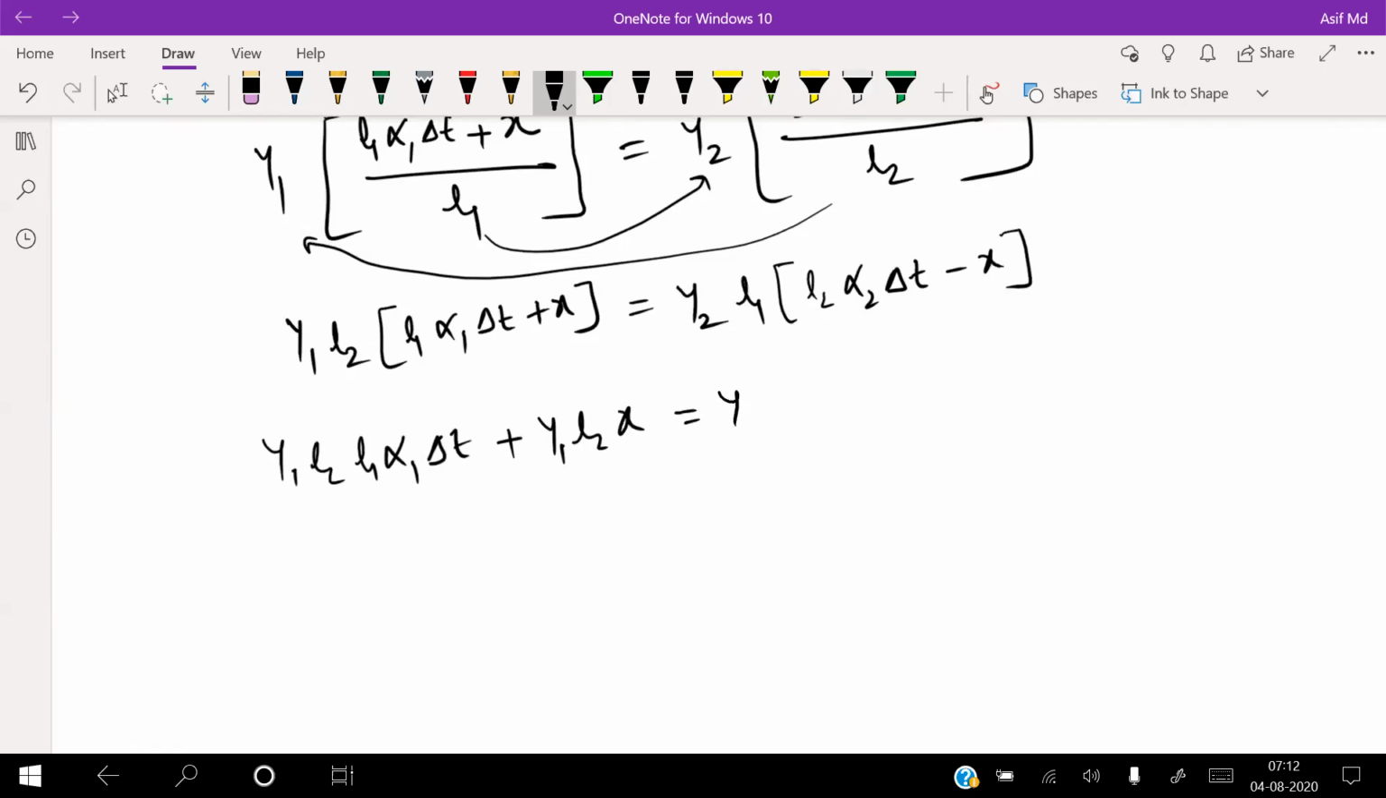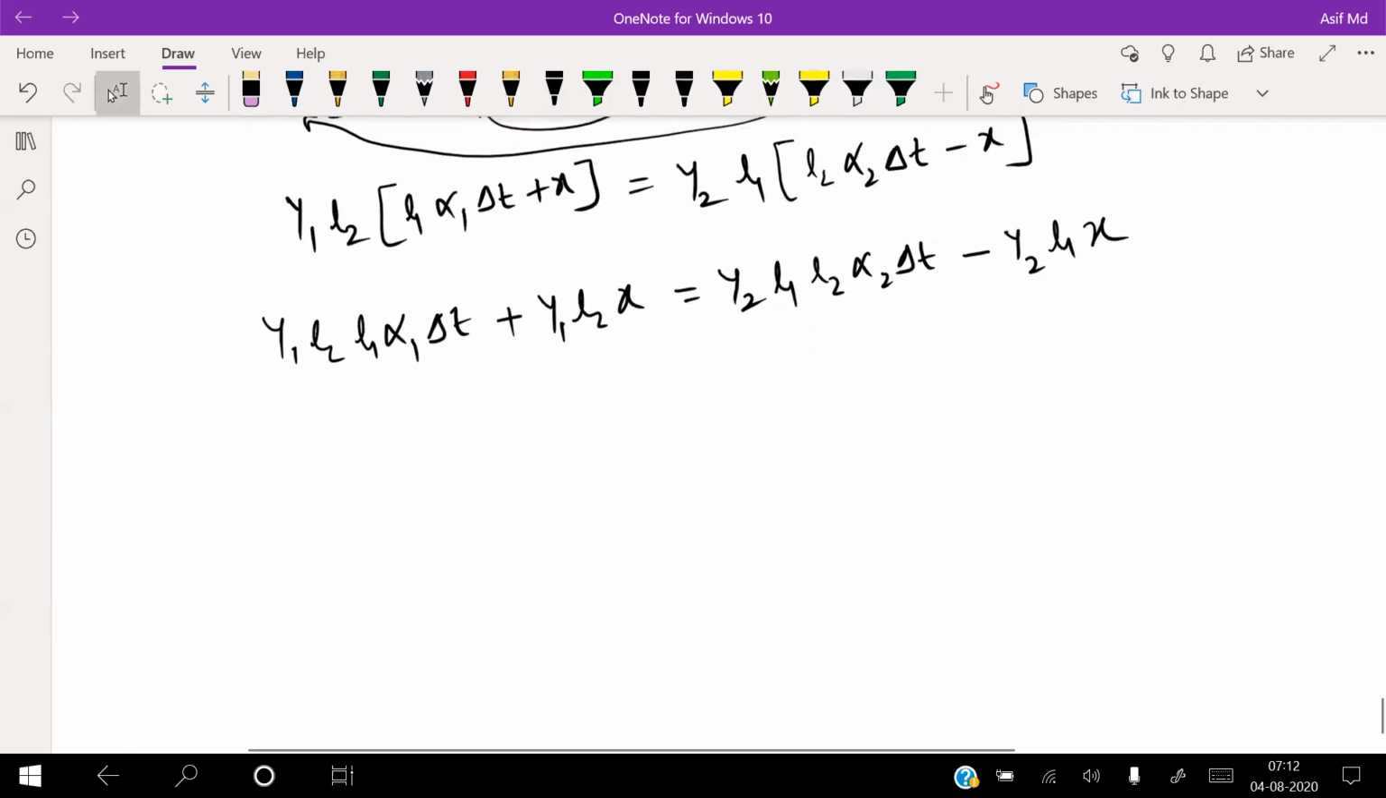This one is y2 L1 L2 alpha 2 into delta t minus y2 L1 into x. Can I write like that? Yes, sir. All the x terms I'll take on one side, so x will become common for me. This will become y1 L2 plus y2 L1. Is this step clear?